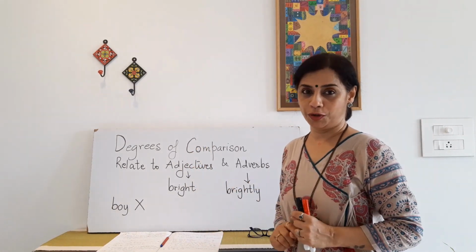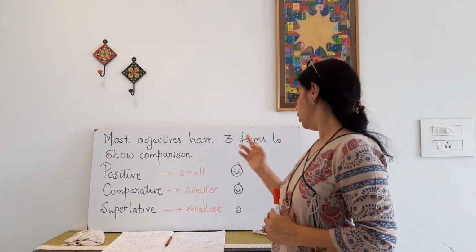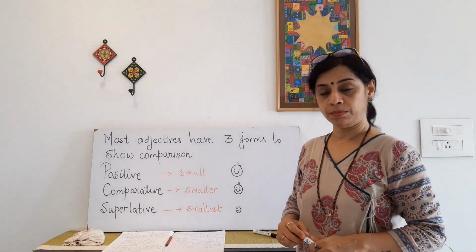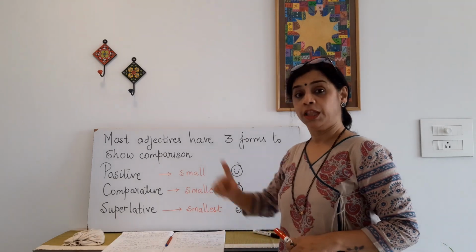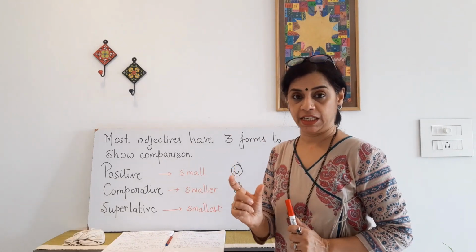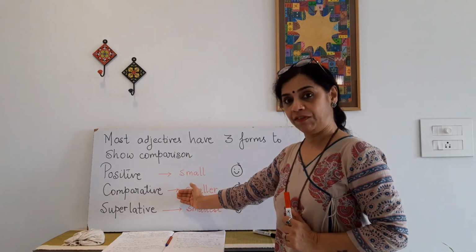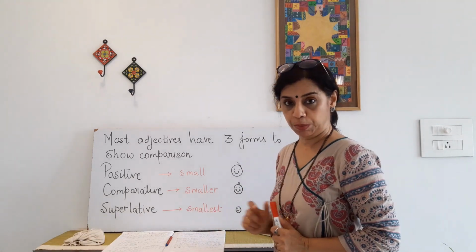Okay, let's move on. Most adjectives have 3 forms to show comparison. The positive form, the comparative form and the superlative form. The positive form is the base form. Then the second level is the comparative and the last or the final level is the superlative.